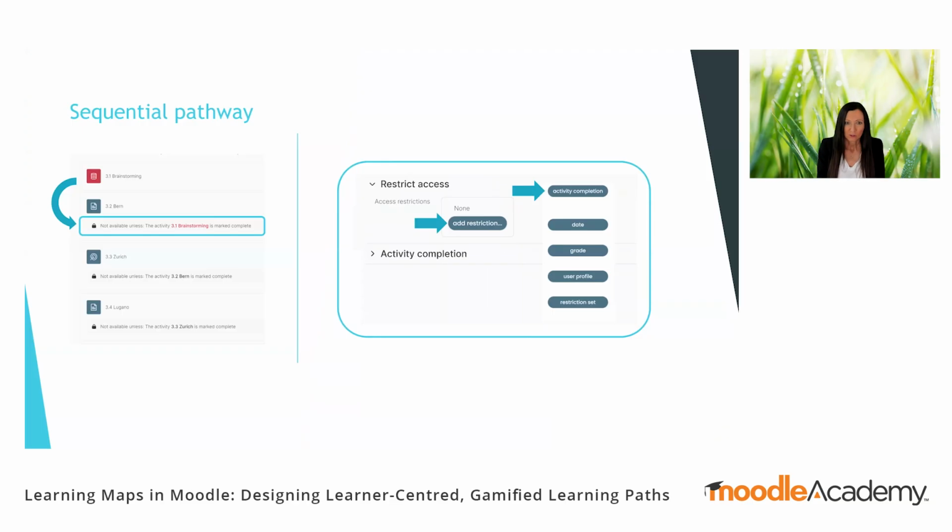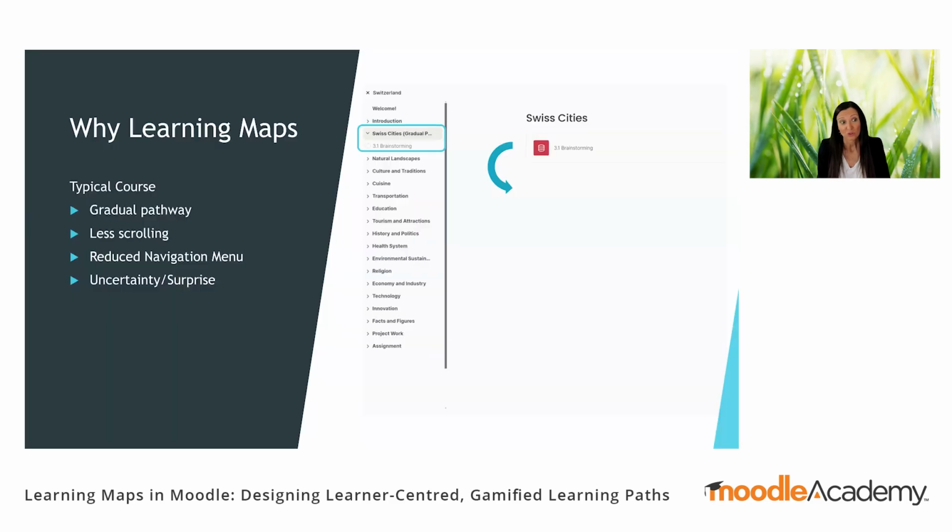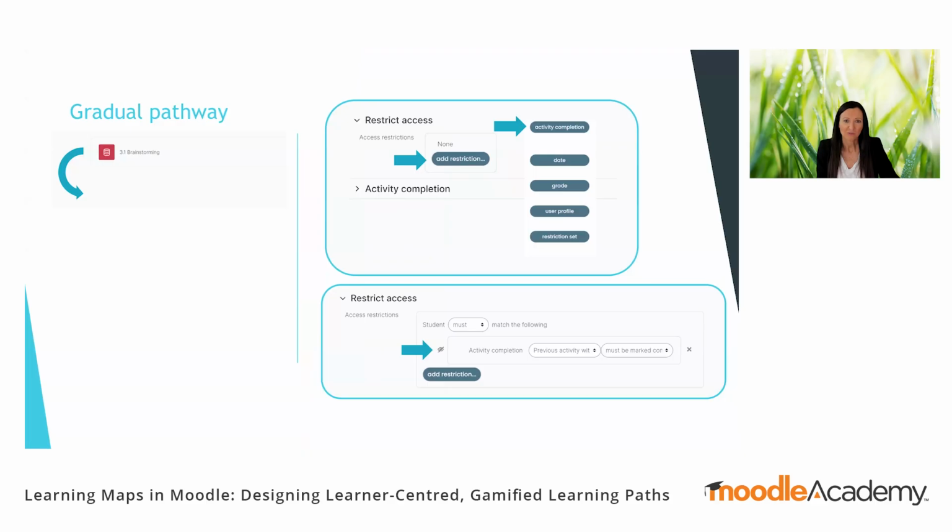And by the way, maybe most of you know that anyway, but to create the sequential pathway, you make use of this restrict access feature. This is also quite a few clicks that you have to do to set this up. And you could also reduce the navigation by having the activities appear one by one by using the same feature again. Another few clicks to do for you.